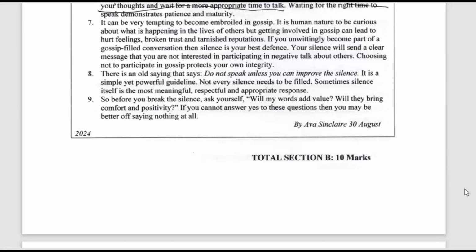The next point, I believe, is it can be very tempting to become embroiled in gossip. It is human nature to be curious about what is happening in the lives of others, but getting involved in gossip can lead to hurt feelings, broken trust, and tarnished reputations. If you unwittingly become part of a gossip-filled conversation, then silence is your best defense. All right, I believe that's our point. Yes. Okay.